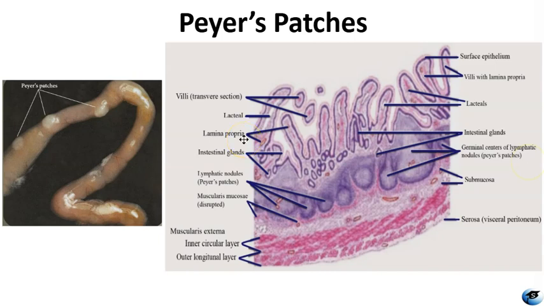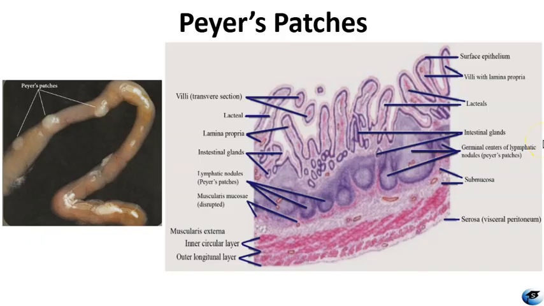Beneath the epithelium lies the lamina propria. This is a connective tissue layer containing intestinal glands and immune cells. Then below that, you can see the muscularis mucosa, this layer here. This is partially disrupted where the Peyer's patches expand into the mucosa. The lymphatic nodules of Peyer's patches are clearly visible in the submucosa.